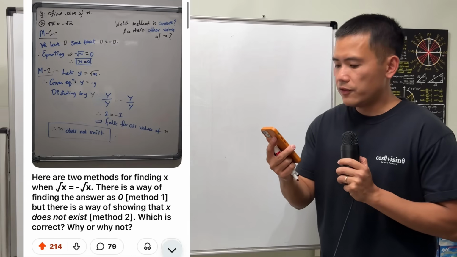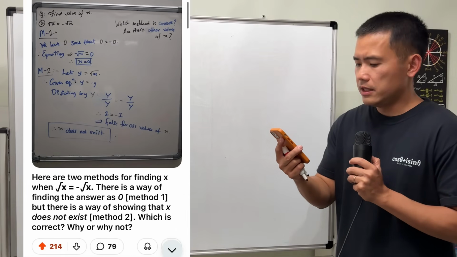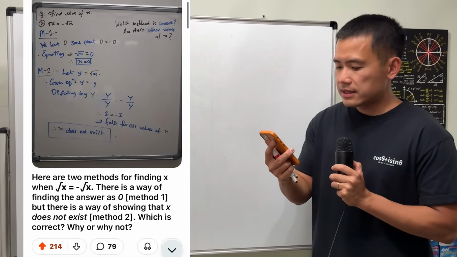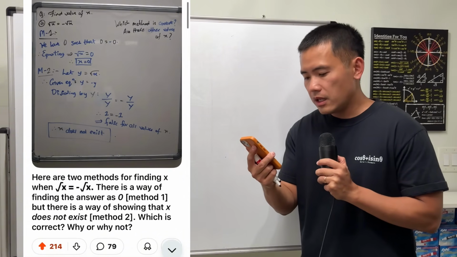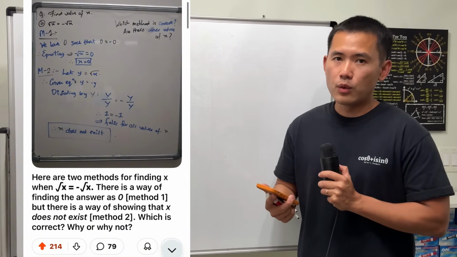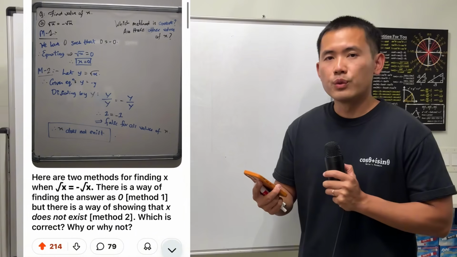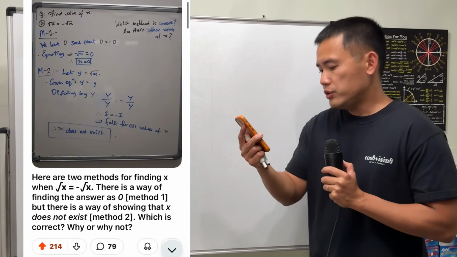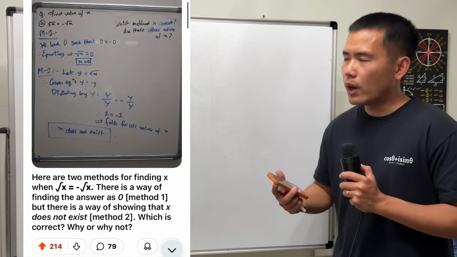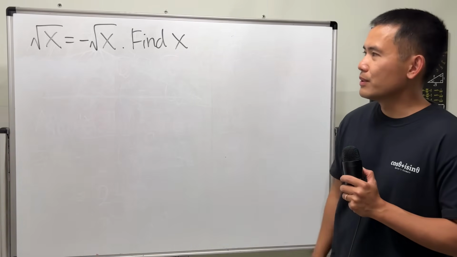Here are two methods for finding x when square root of x is equal to negative square root of x. There is a way of finding the answer as 0, which is in method 1, but there's another way of showing that x does not exist, which is in method 2. Which is correct? Why or why not? Okay, let's have a look.